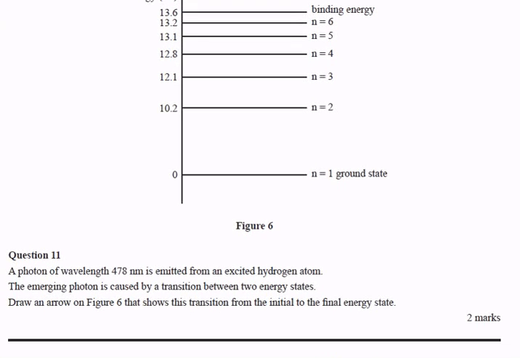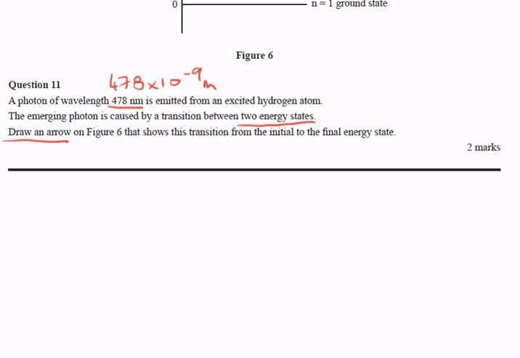And a photon of wavelength 478 nanometers is emitted from an excited hydrogen atom. The emerging photon is a transition between two of those states. Draw an arrow on figure 6 from the initial to the final state. We're going to do some working to get here.